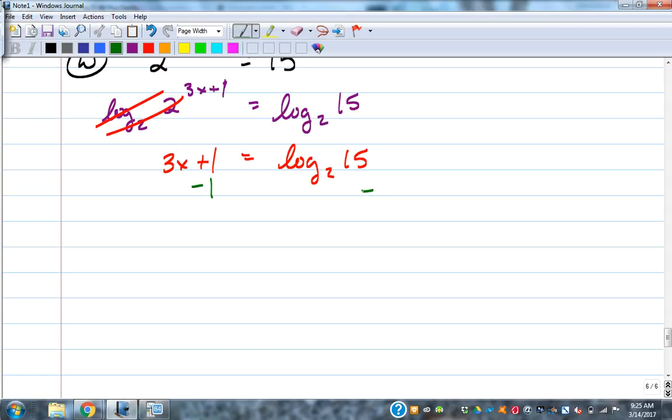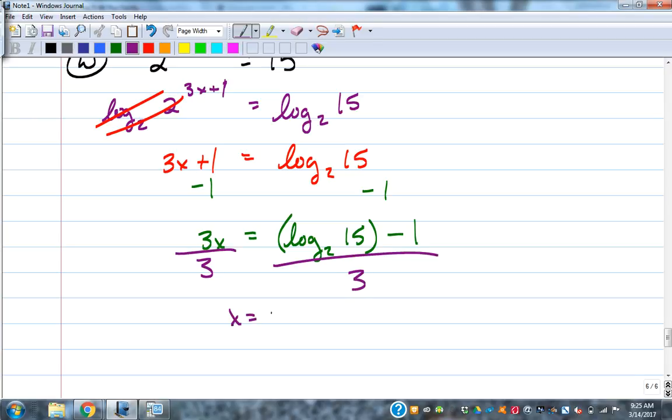Subtract 1. No, that's in parentheses, like a parentheses type thing. So it's 3x equals log base 2 of 15 minus 1. And then divide everything by 3. So x equals log base 2 of 15 minus 1, over 3. And then you could get the decimal approximation for that with your calculator.